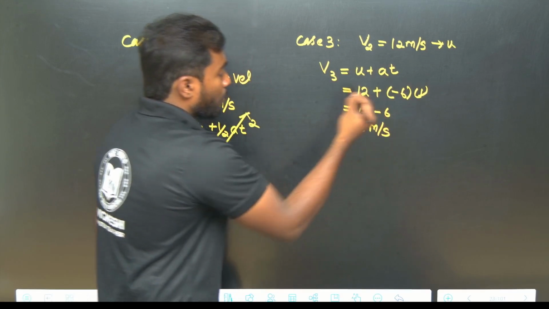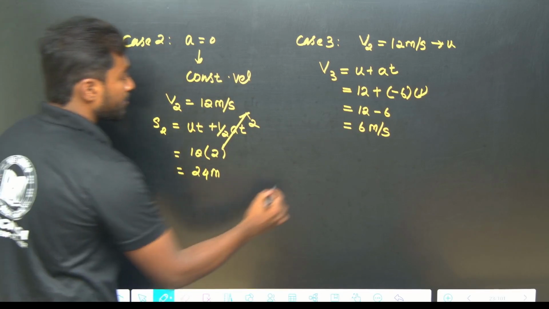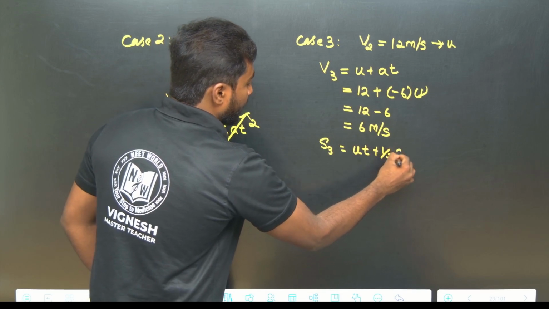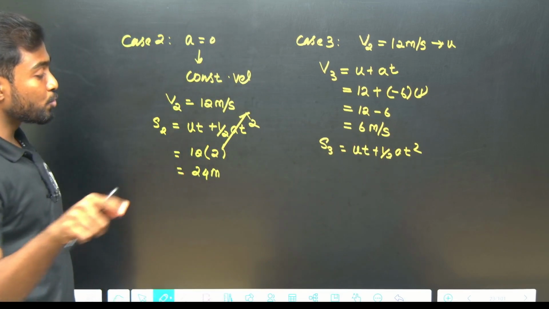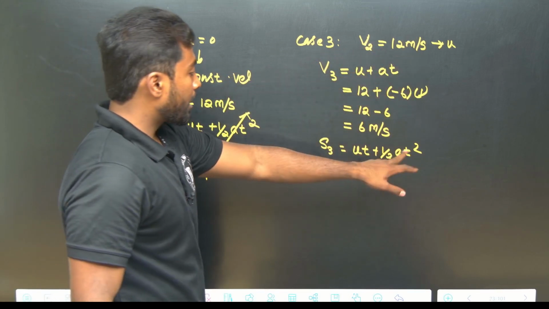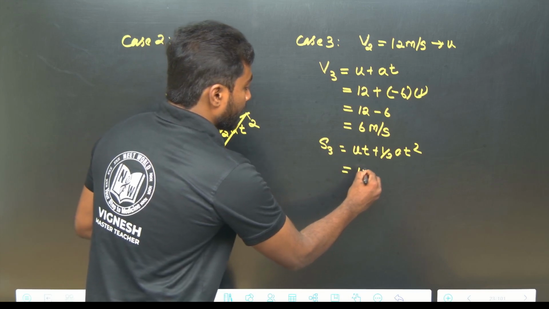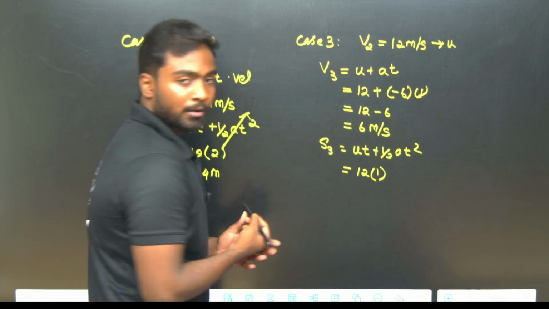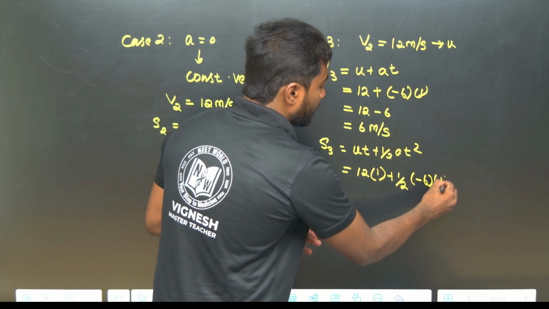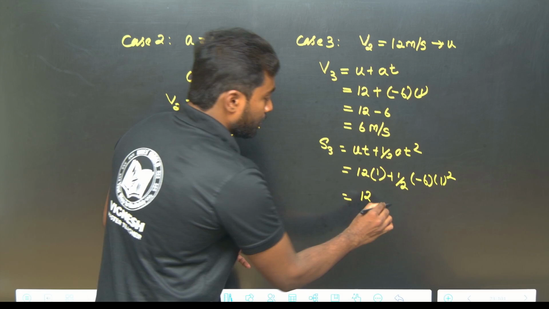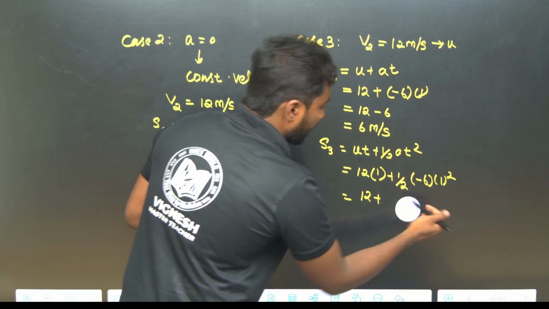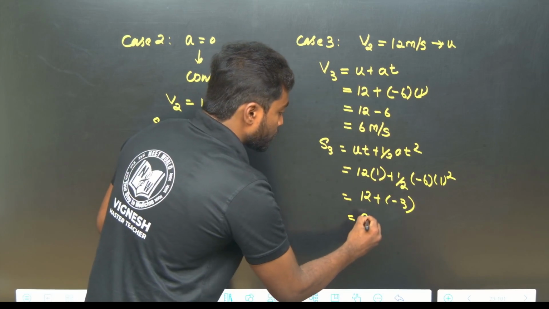What about the displacement? Displacement S3 should be equals to ut plus half at square. This is the formula, but what should I use here? U as 12, and half at square. 12 into what is the time? 1 second only, no? Yeah, plus 1 by 2 into minus 6 into 1 square, which is nothing but 12 plus 1 by 2 into minus, I can write this as minus 3, which is equals to 9 meter.